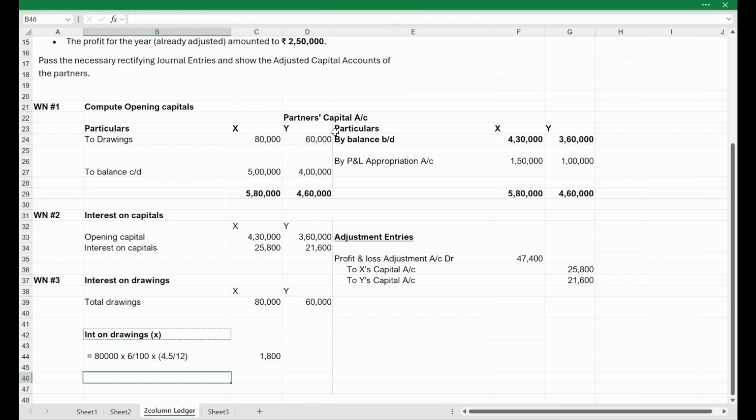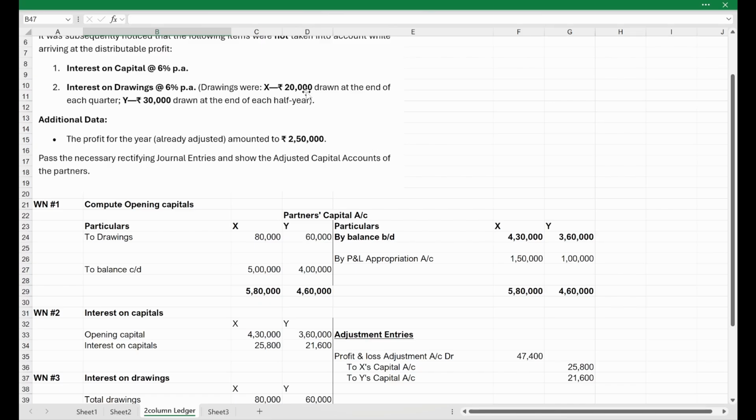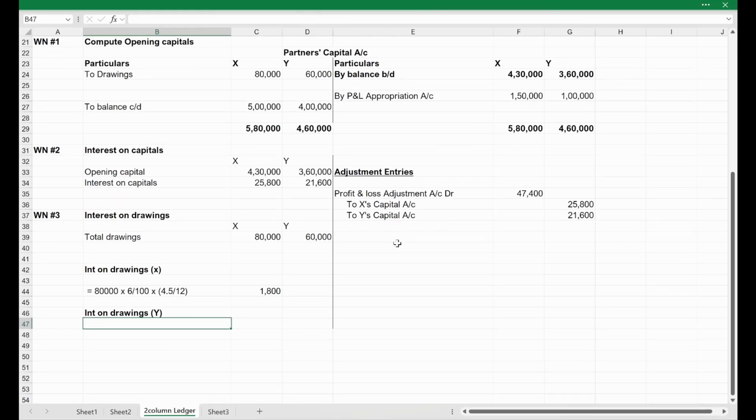Now let us compute the interest on drawings of Y. Please understand, X has a standard drawing period, like at the end of each quarter. So you must have already memorized the average period for beginning of month, middle of month, end of month, and beginning of quarter, middle of quarter, end of quarter. So these 6 scenarios we can directly do average period from our memory. But this is for Y drawn at the end of each half year. So you may not be readily remembering an average period for this type of drawing. So we can actually find out it by ourselves.